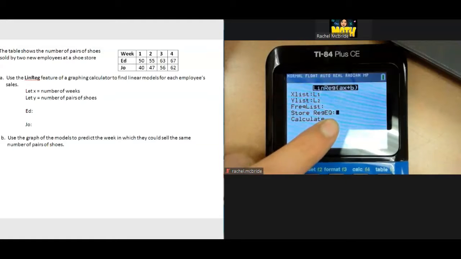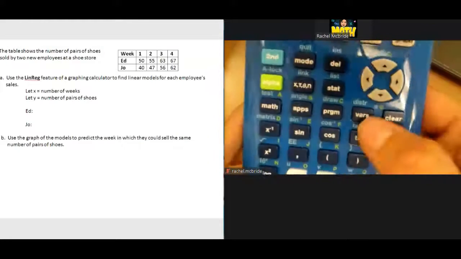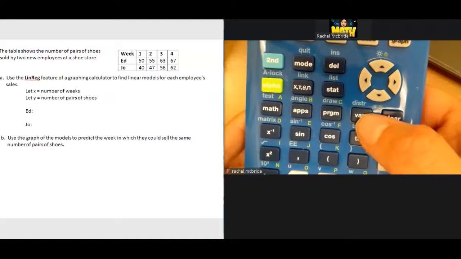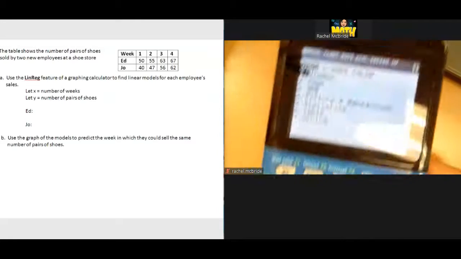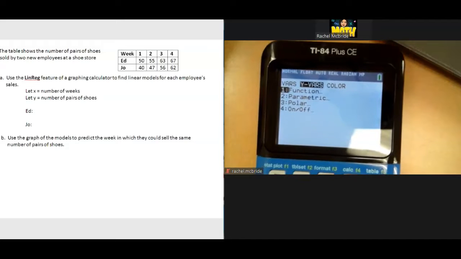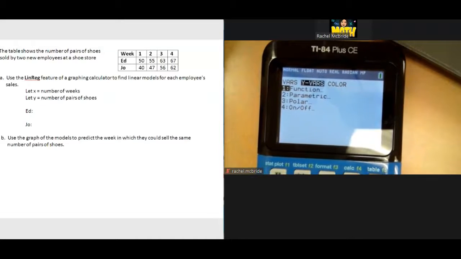Now I'm going to store my equation in my graphing calculator because we're going to use it to find the intersection. So you're going to hit the word vars right here. Then you're going to arrow over to y vars, enter on function, and put in y1. Are we putting in the third column too? No, just 1 and 2.